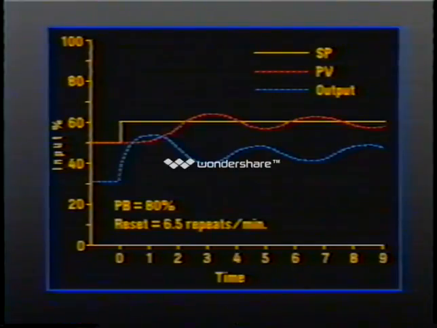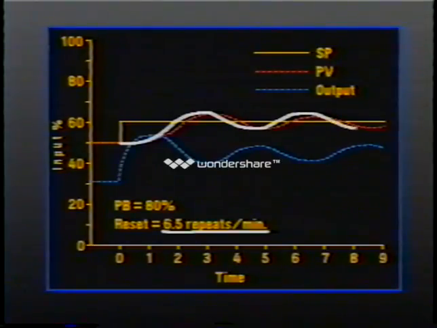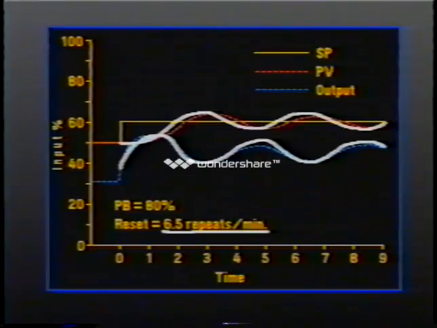However, with the reset at 6.5 repeats per minute, the proportional action is repeated too often, and the process variable is made to respond too sharply upward, so that it overshoots the set point. Now the controller must correct downward, and the same thing happens in the other direction, so that now both the controller and the process variable are chasing each other in a continuing cycle that may never settle on the set point.